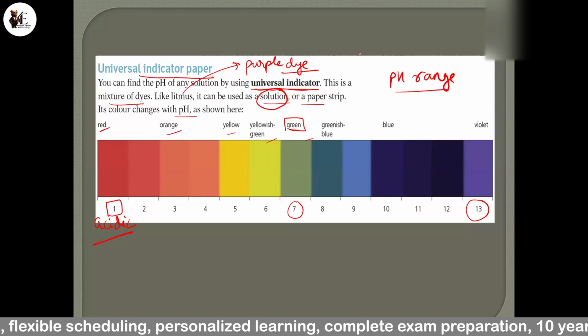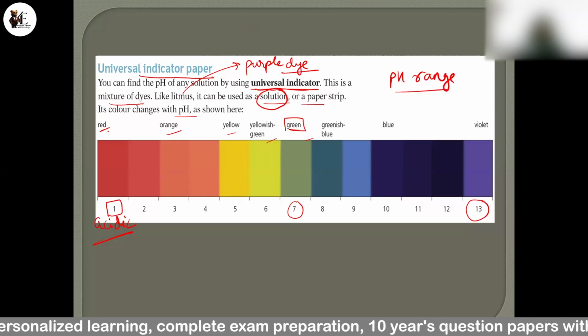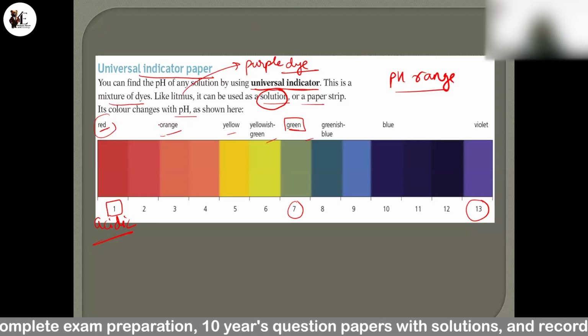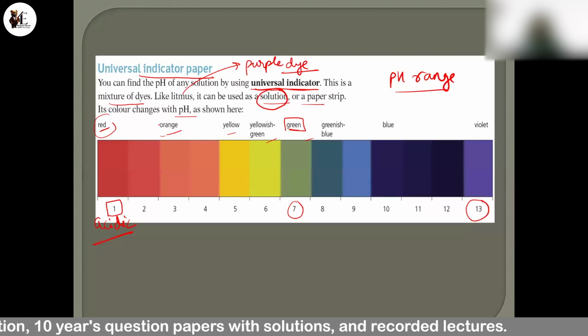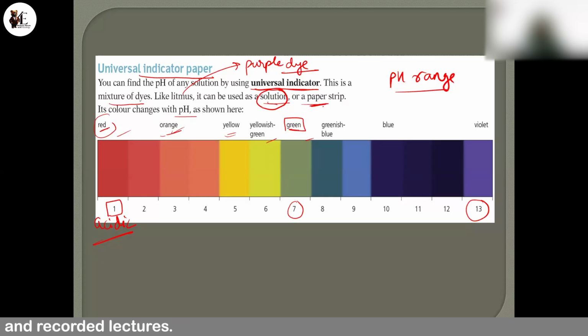Okay, so the further you go, the darker the color gets. For example, it starts from red, then moves to orange, to yellowish green, to greenish blue, and finally to blue, and then to violet, if we increase the alkalinity of the solution. So it can be used as a solution, it can be used as a paper strip, and it changes color over a wide range of pH.